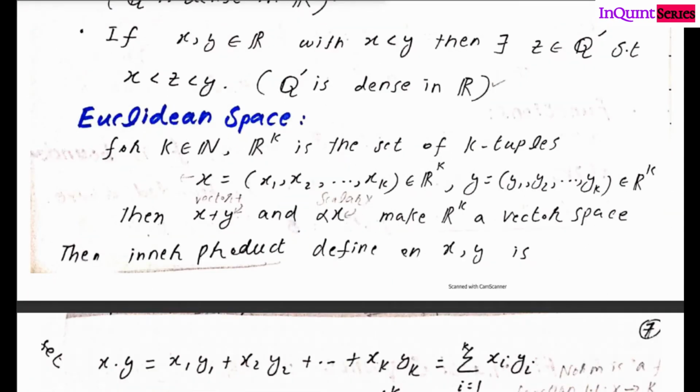So now let us move towards the idea of Euclidean space. Euclidean space is basically denoted by R^k, and its elements are in the form of k-tuples like x1, x2 and so on up to xk. This is an element of the Euclidean space. Similarly, here we are taking two elements x and y of the Euclidean space. Now there exist two properties, the inner product and the norm, which make our R^k a Euclidean space.